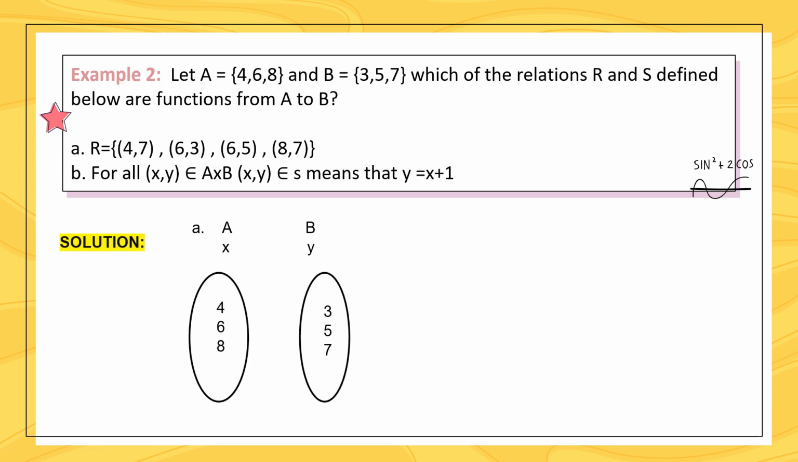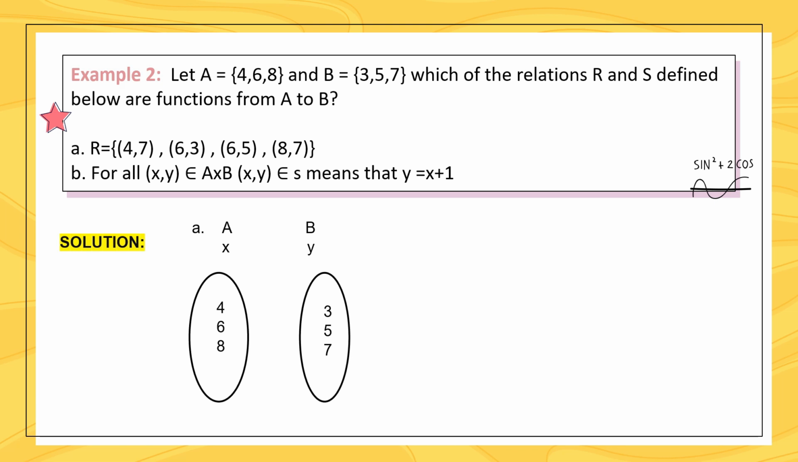Example 2. Let A be the set {4, 6, 8} and B be the set {3, 5, 7}. Which of the relations R and S defined below are functions from A to B? A. R is equal to the set {(4, 7), (6, 3), (6, 5), (8, 7)}. B. For all ordered pairs (x, y) in A cross B, the ordered pair (x, y) is an element of S means that y is equal to x plus 1.